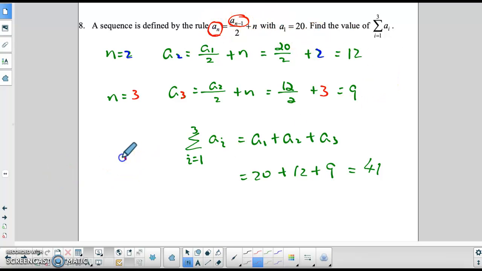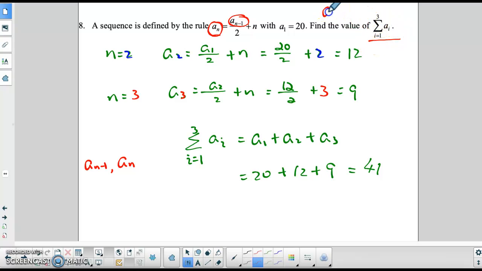Basically, if you have a_n here, your previous term is going to be a_(n-1). So you need to understand that. That's a previous term. I don't care what the a_n is. If it's the second term, that means your previous term is going to be the first term. If a_n is the third term, your previous term is going to be the second term. Okay?